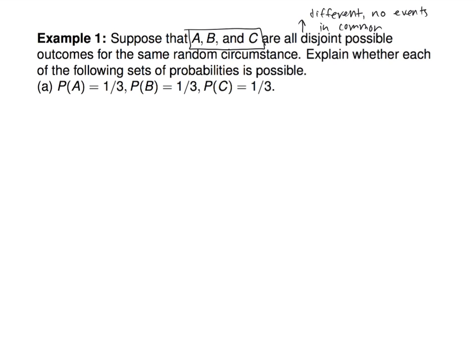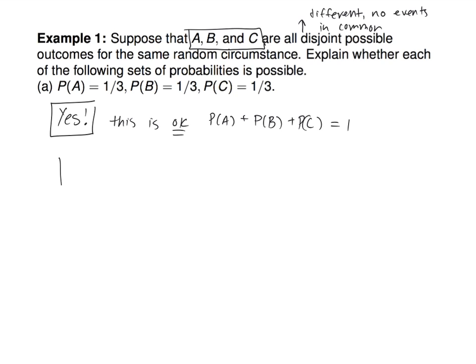Can P of A be a third, P of B be a third, and P of C be a third? Yes. Why is that okay? Because there are 3 possible events and each of them has a 1 in 3 chance of happening. Well, it's okay because P of A plus P of B plus P of C is equal to 1, right? As in they don't add up to something bigger than 1.